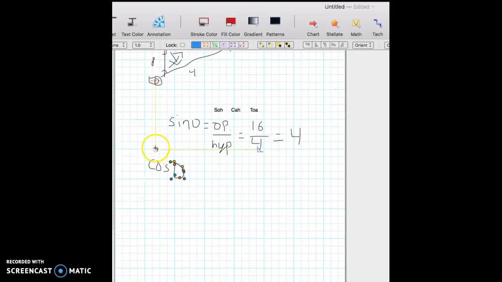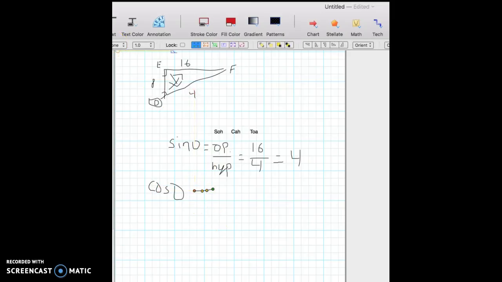The cosine of D is going to be, so once again, we look at what comes after the C, the A and the H right here. That's going to indicate what our formula is going to be. So A, the letter that comes first, stands for adjacent. We're going to abbreviate that. And the term coming after it, H, is going to stand for hypotenuse. So adjacent over hypotenuse is going to be our formula for cosine of D.